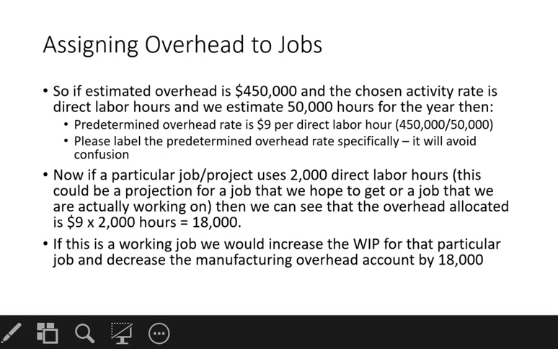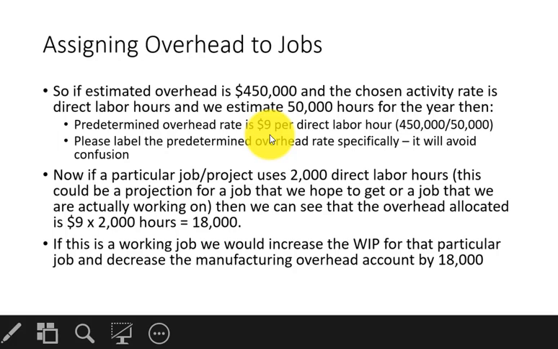So if the estimated overhead is $450,000, the chosen activity rate is direct labor hours, because we went through that process on the last slide, and we estimate 50,000 hours for the year. So this is for 2022 before we start doing anything in 2022. Okay, we estimate that. Okay, our predetermined overhead rate is 450,000 divided by 50,000. That's $9 per direct labor hour.